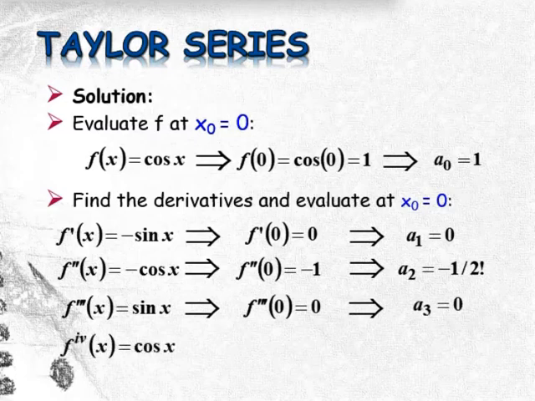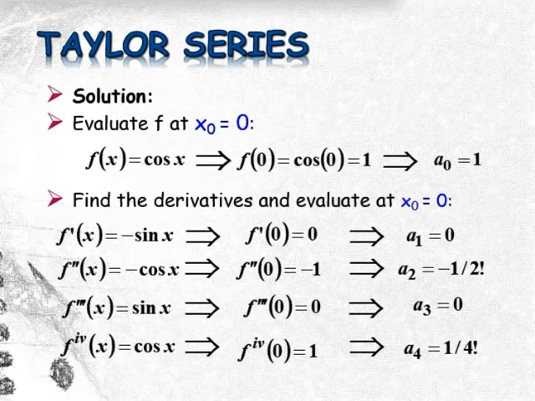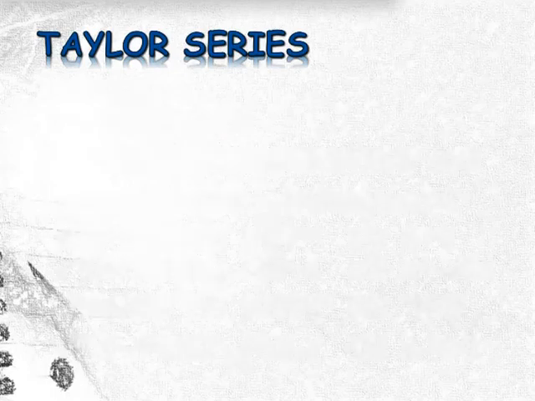Let us take the fourth derivative. So, the fourth derivative is cosine x. And the value at 0 is 1. So, meaning your a sub 4 is equivalent to 1 over 4 factorial. So, by inspection, we end up with 0 for odd expressions. Now, let us write the expression in series form.